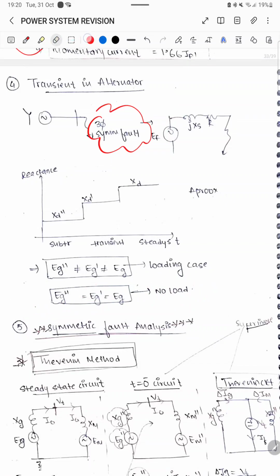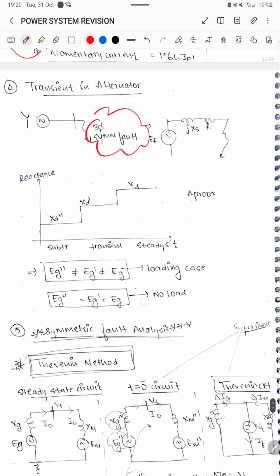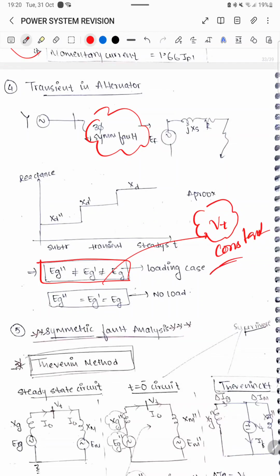But in the loading case, this is very important, EG dash will change. Why will this change? Because we are considering the terminal voltage where the fault occurs to be constant. Okay, that's why this EG dash, EG will keep on changing whenever the state changes.